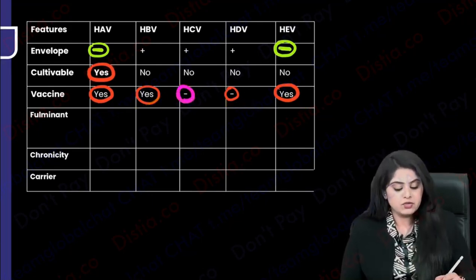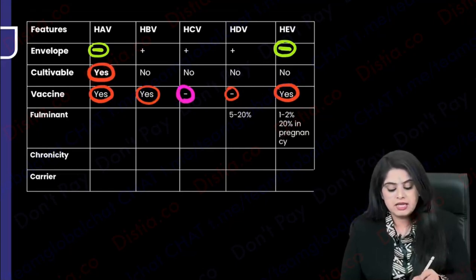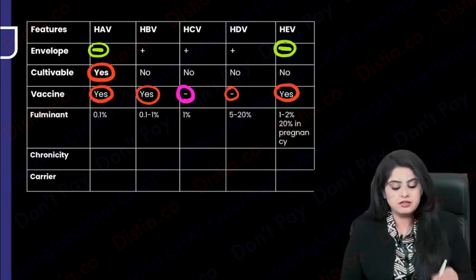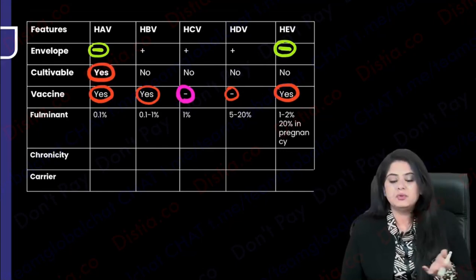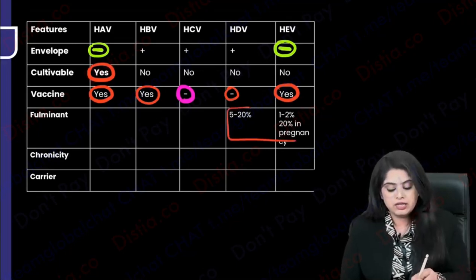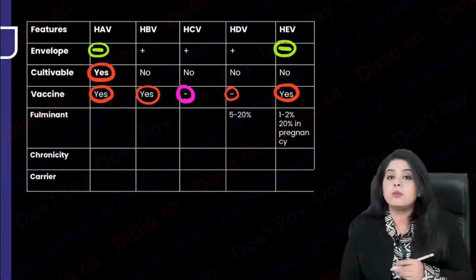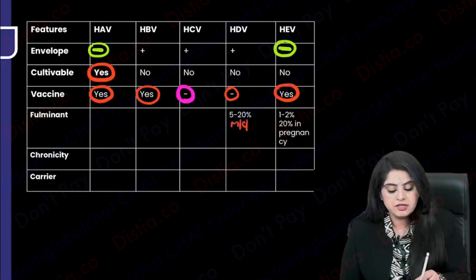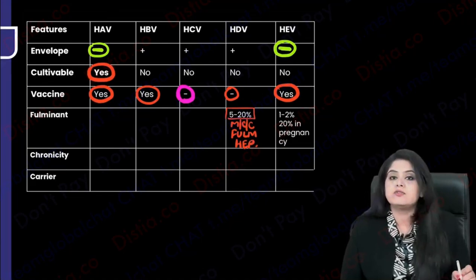Now let's talk about which of them is fulminant. So remember, the fulminancy of D and E is very, very important. Others, if you want to learn or don't, you can see the ratio is 0.11%, so I would prefer not to learn them. I will say remember both of these. So what can you see? Which is the most common cause of fulminant hepatitis? The most common cause of fulminant hepatitis is hepatitis D, because I see the percentage right in front of me.